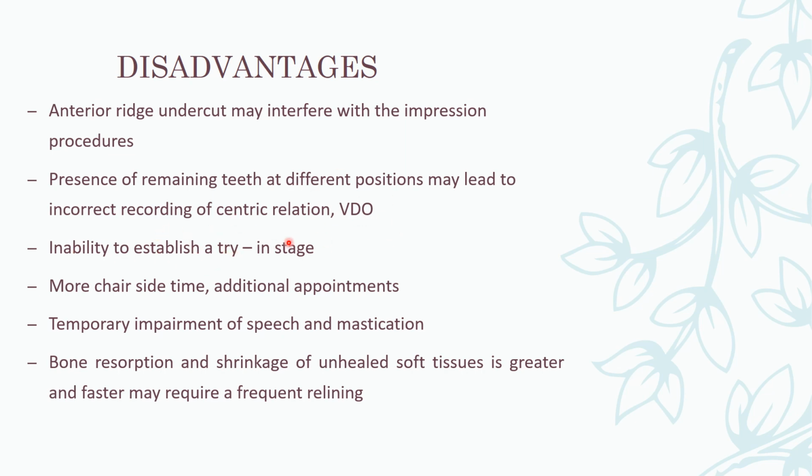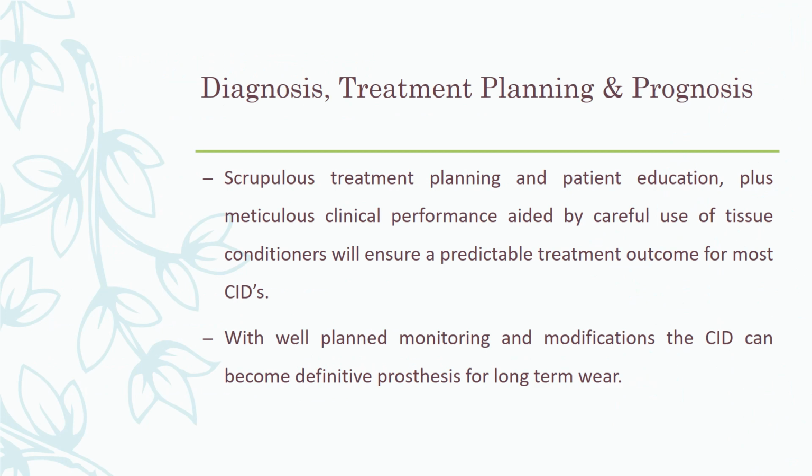Inability to establish a try-in stage. This is really hard to establish and basically cannot be done. More chairside time and additional appointments; additional appointments are a problem, of course. Temporary impairment of speech and mastication: initially the patient will have problems, later the patient will adjust. Bone resorption and shrinkage of unhealed soft tissues are greater and faster, and may require frequent relining. In some places the resorption and shrinkage of the unhealed soft tissues can take place, so it requires a reline later.